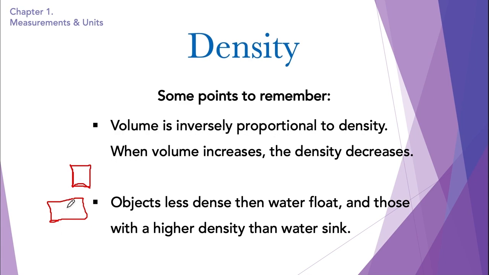So if the mass is kept constant, when volume increases, the density decreases. And when volume decreases, the density increases. Basically, the mass per unit volume increases because the particles get more concentrated in a small space compared to a larger space. So the density increases if the volume decreases, and it decreases if the volume increases.